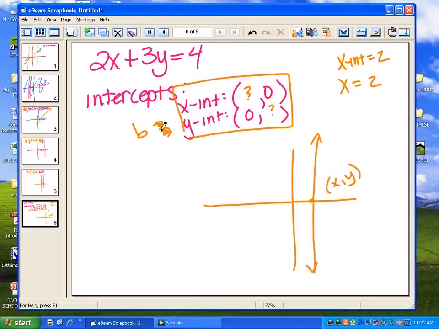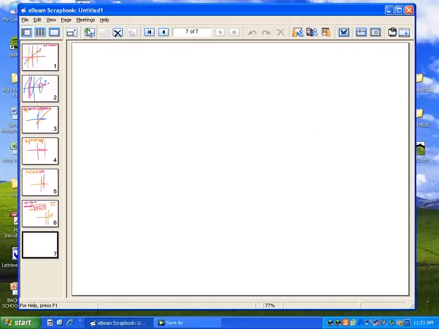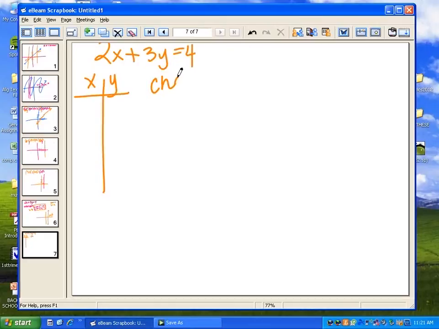So we know that we can solve using intercepts. How else can we graph that line, 2x plus 3y equals 4? X and y chart. We can make an x and y chart. What we're doing is saying if I plug in some value for x, I can get a value out for y, and now I can plot them on a graph and figure out what my line looks like.